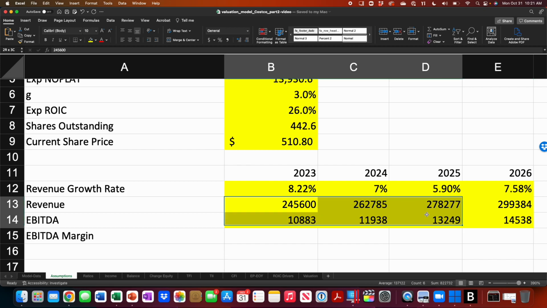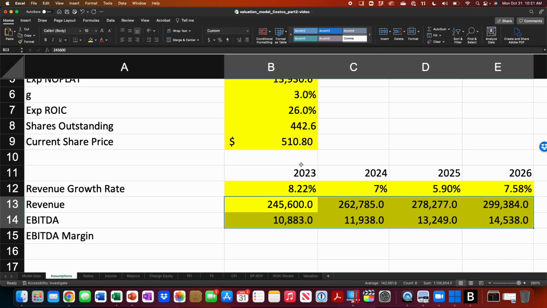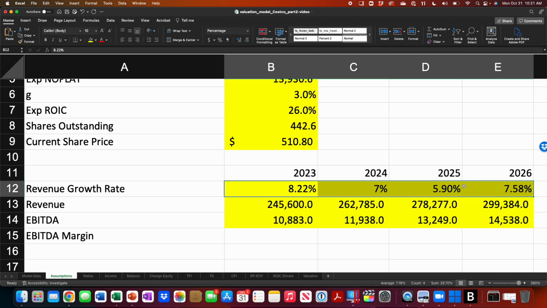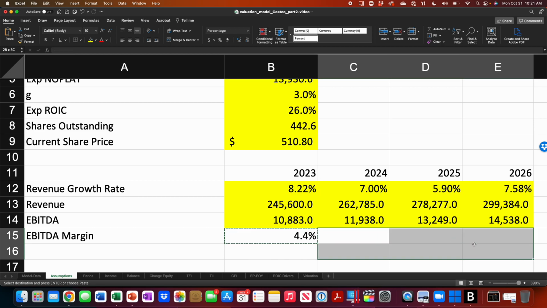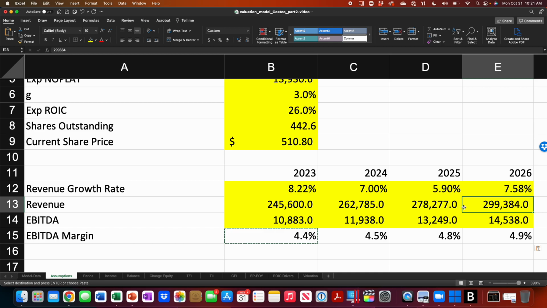So that if I format this, and format this, just to be consistent, then my EBITDA margin equals my EBITDA divided by the revenue. They're forecasting an EBITDA margin, which is not yellow, of 4.4%. Copy, paste, growing to 4.9% by 2026. So I have a revenue growth rate forecast, I get an EBITDA margin forecast for the first 4 years.